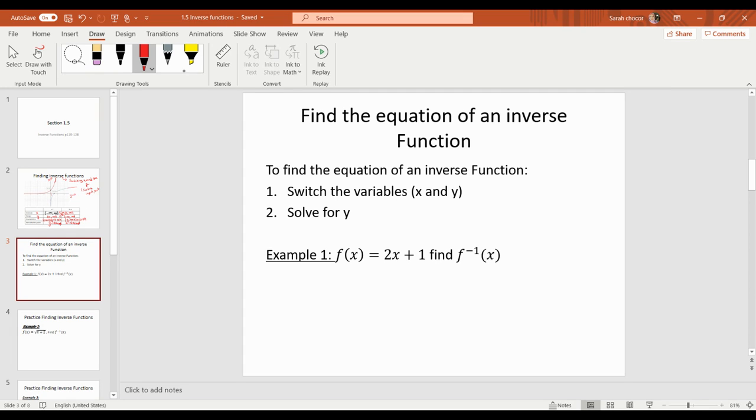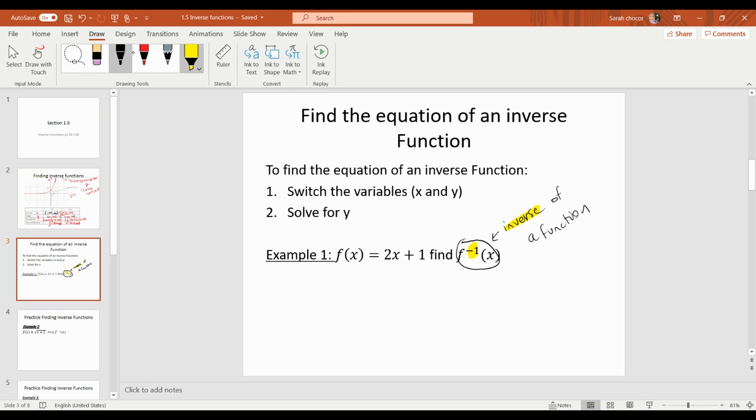Now, the first thing we want to do is get familiar with the notation. This notation, we read it as the inverse of a function. This is not an exponent, just to stress this, so we don't read it as f of negative 1 or f to the power negative 1. This simply means we're looking for the inverse of the function.